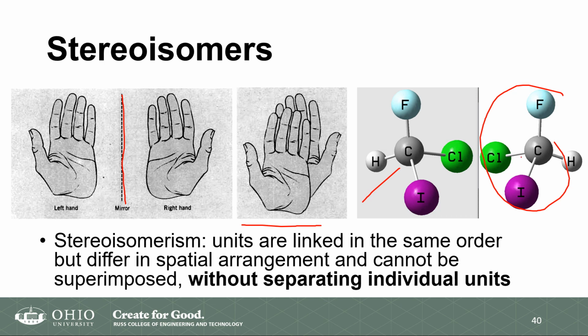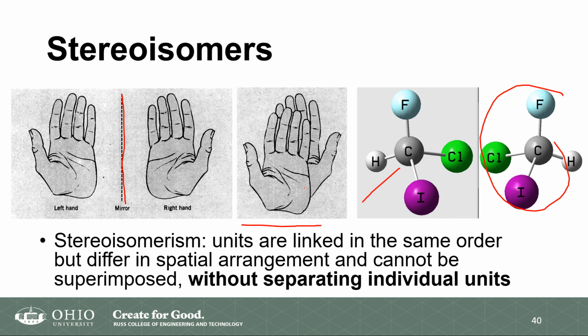Okay, so they're linked in the same order, but their spatial arrangement is different, such that they cannot be superimposed. So again, the idea here is that you can take a mirror image, and they're linked in the same direction or the same order, but they cannot be superimposed on each other without separating individual units.